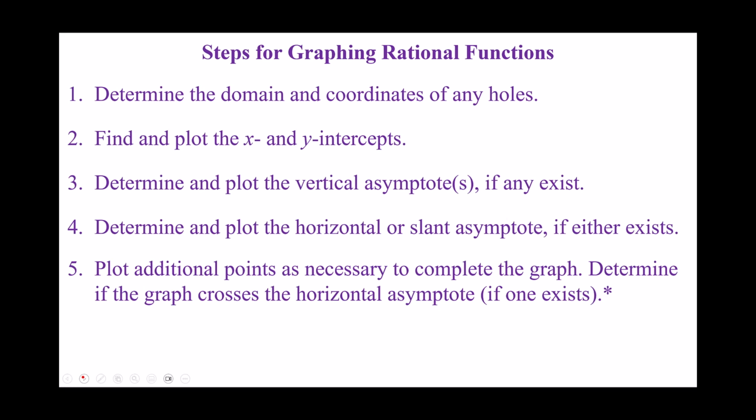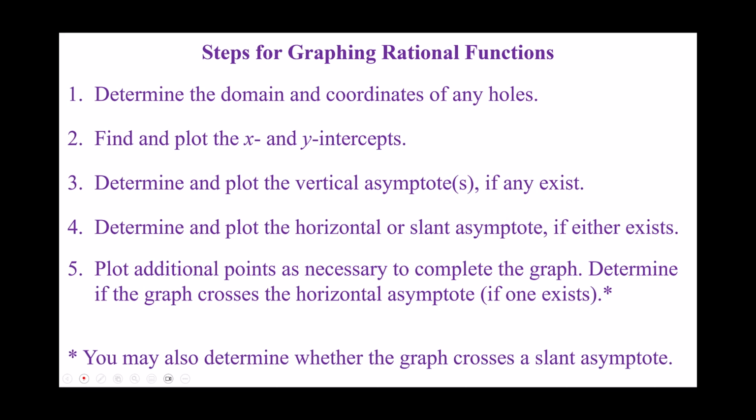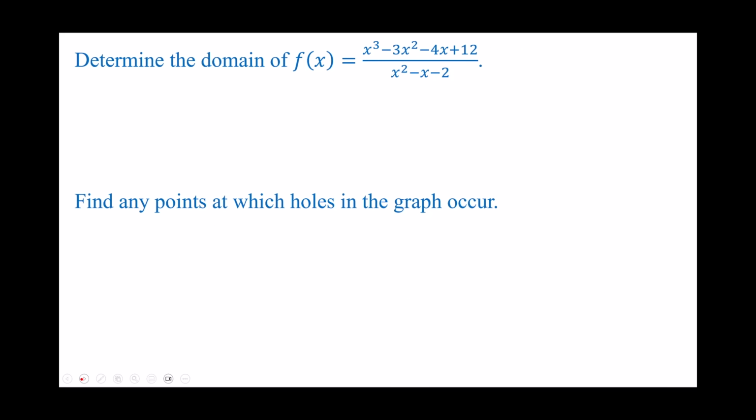Go ahead and find as many points as you want to. If you're not comfortable with where your graph is or the shape of your graph, plot more points. And you could also determine whether the graph crosses a slant asymptote. So our graph will never cross a vertical asymptote, but could cross the horizontal or slant asymptote. So let's try this function.